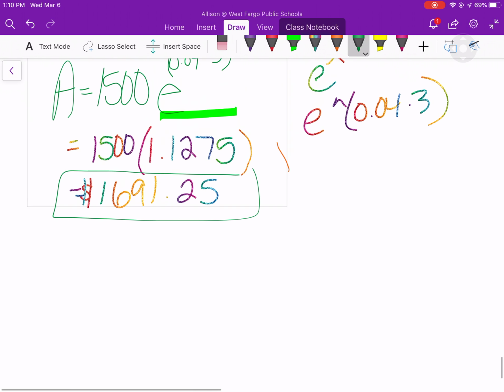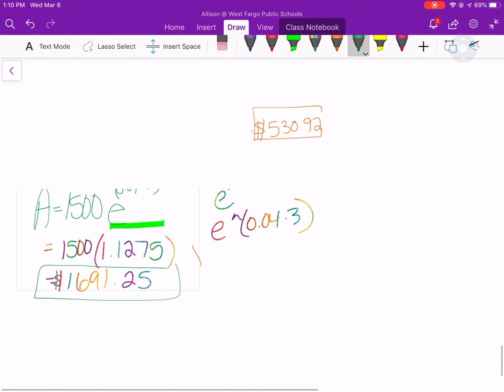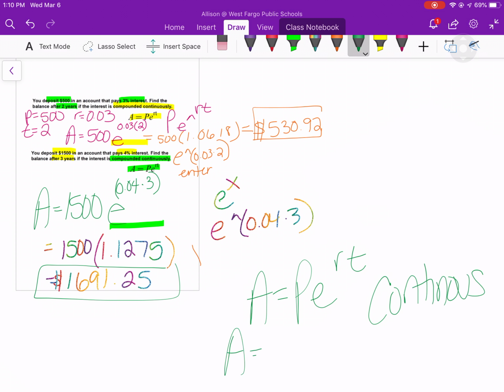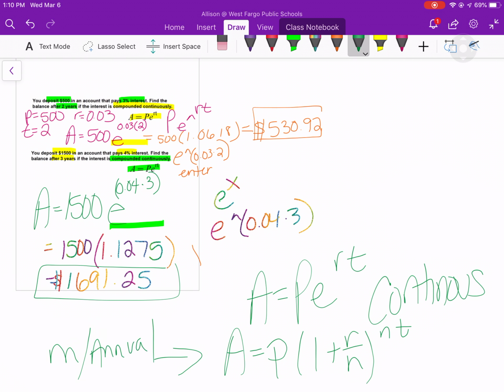And I think that's it. Just remember that PERT, P times E to the RT, is used when you have the word continuously. The other formula is used for everything else, the 1 plus R over N to the NT. This one's used if you have monthly, annual, or yearly interest, or if it's compounded quarterly, monthly, daily, weekly, anything like that. You use the second equation. PERT is for continuous interest.